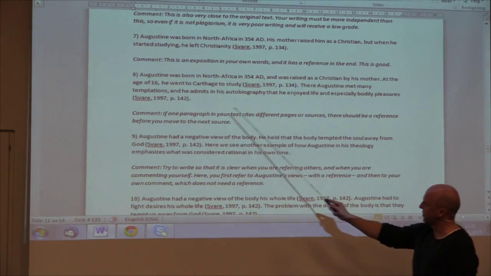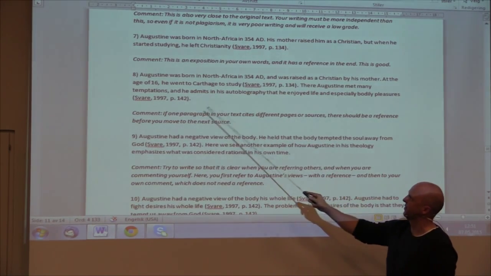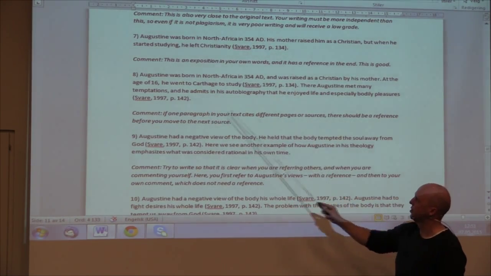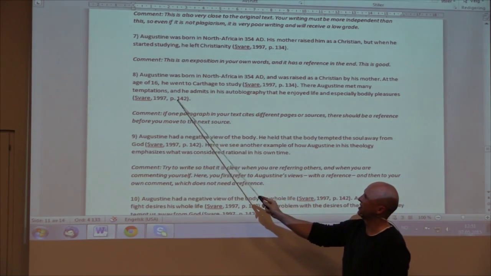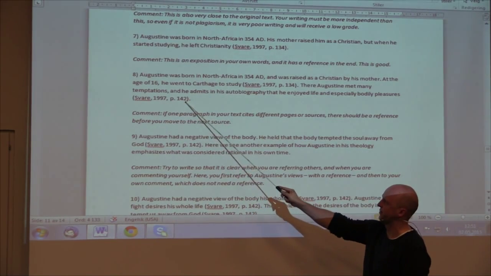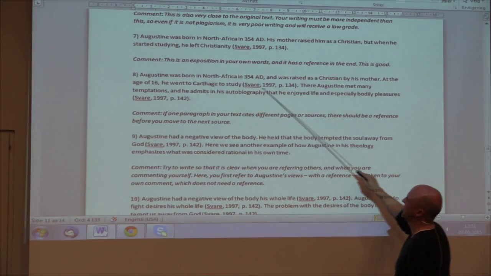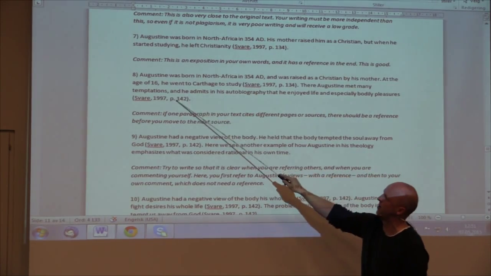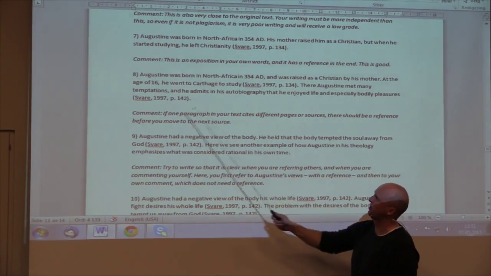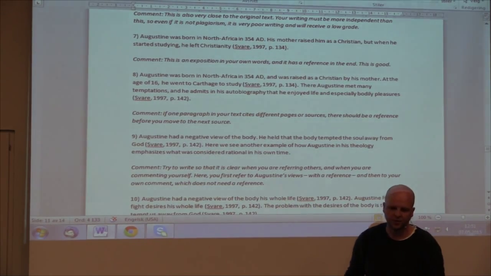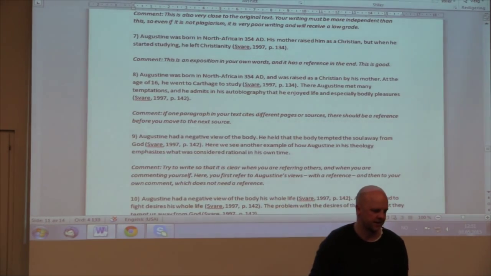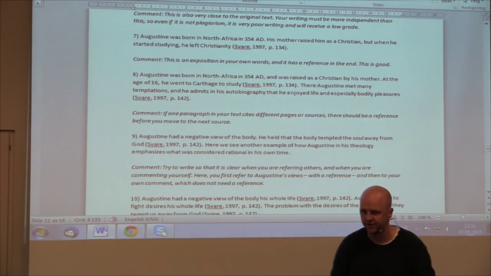When there are different sources, there should be different references. Here one could have said page 134 and 142 or 200. One could have skipped this one and just had one common source here. If it had been 2 different books, you would have to have 2 different sources. If it was all from the same pages, you could have just one reference in the end.